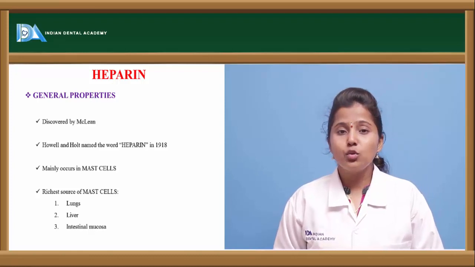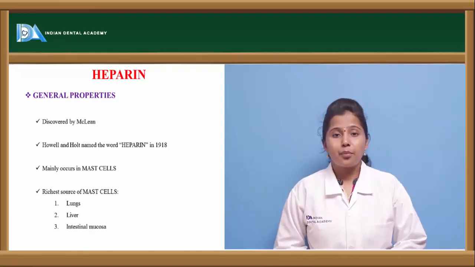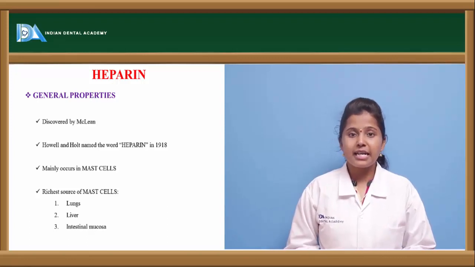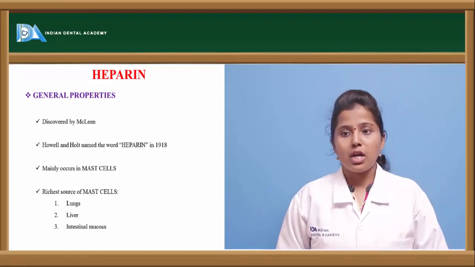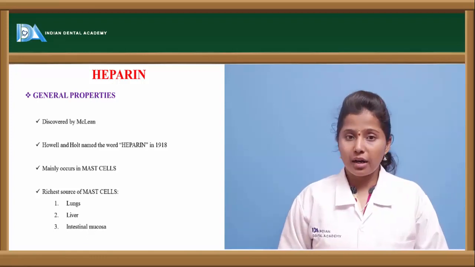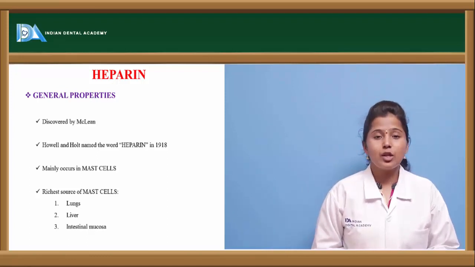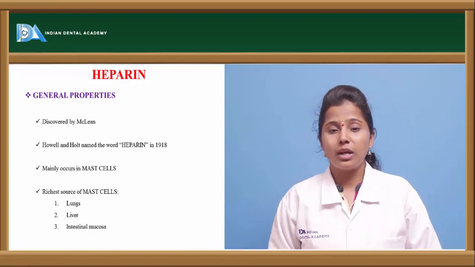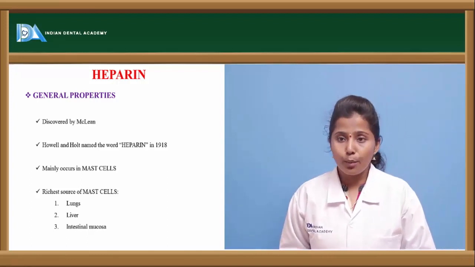This heparin usually occurs in the mast cells. Mast cells are the cells which tend to release histamine, bradykinin and other allergic compounds. So heparin occurs in mast cells in vivo, and mast cells are richly available in the lungs, liver and intestinal mucosa.